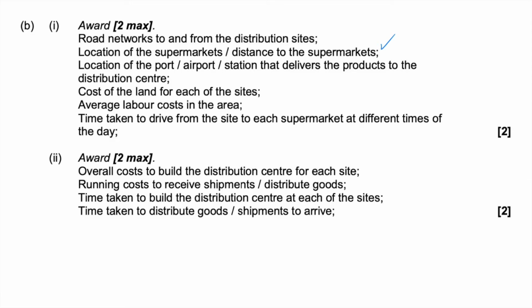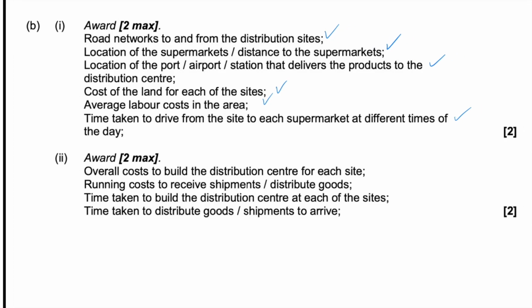We also have other factors like location of airports or other terminals that would deliver products to the distribution center, road networks to and from distribution centers, cost of land, average labor costs in the area, and time taken to drive from the site of each supermarket at different times of day.